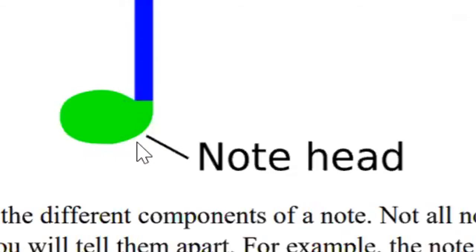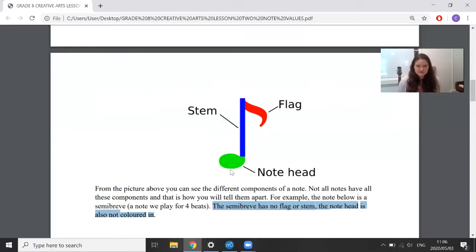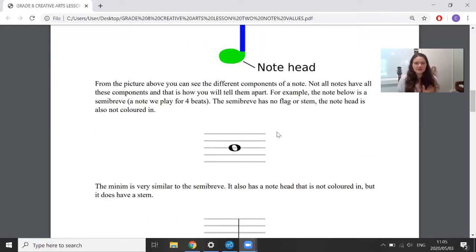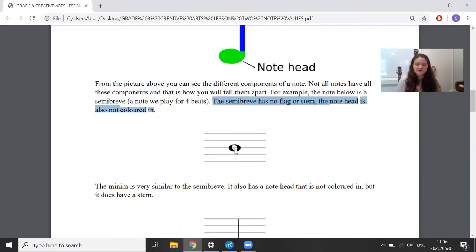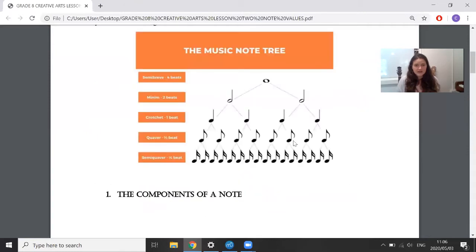This is our note head. Every note has a note head. This is the one thing that all of them have, but some note heads are colored in, and some are left empty. We're going to start with our semibreve. The semibreve has no flag or stem. The note is also not colored in. If you remember from the note value tree up here, there's our semibreve.